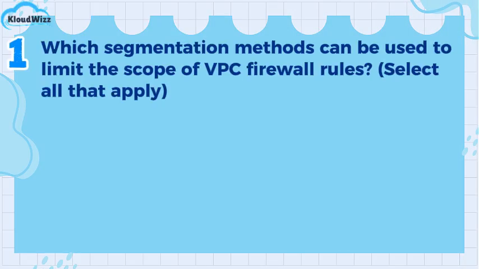Question number 1. Which segmentation methods can be used to limit the scope of VPC firewall rules? Select all that apply. The choices are A. Network range and source filters, B. Zone, C. Region, D. Network tags.